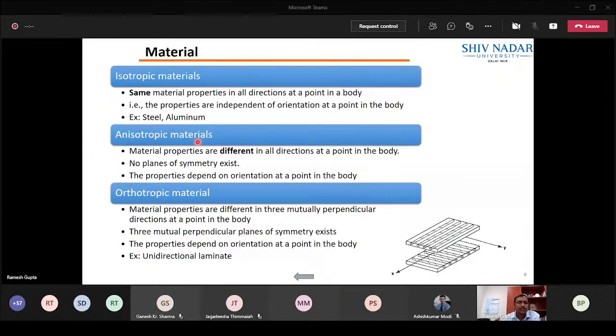Truly speaking, in nature, all the materials are anisotropic, but to the best possible extent, we'll try to see how well we can model isotropic or an intermediate one, which we call orthotropic material, where we can find some kind of symmetric planes, three mutually perpendicular planes of symmetry exist. That is where the mechanical properties of the material are defined by 9 independent constants.